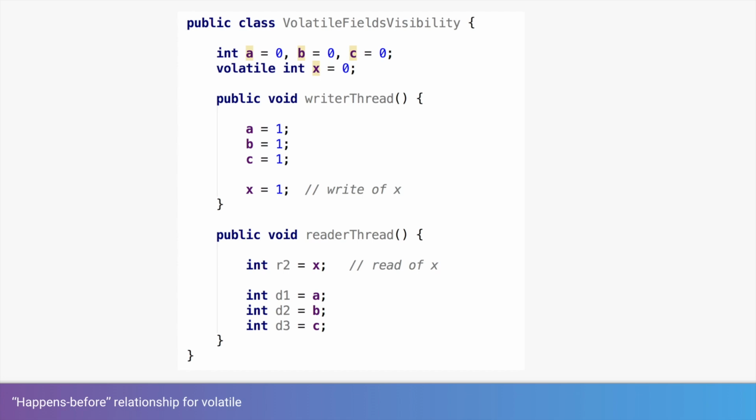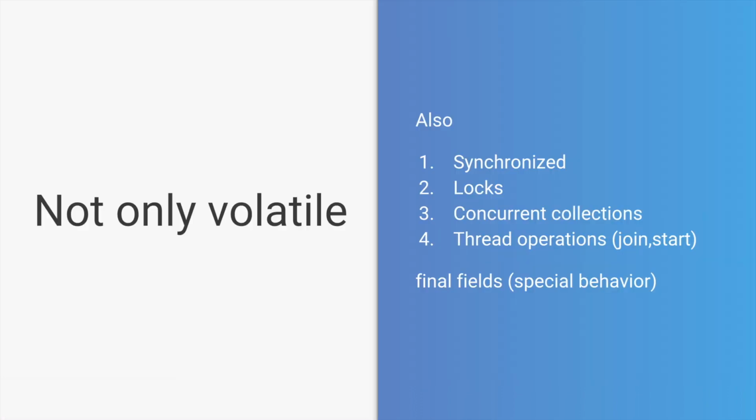In fact, this is not just applicable to volatile. This concept of happens-before relationship and field visibility is also applicable to things like the synchronized keyword, synchronized methods, synchronized blocks, locks, lock operations, some operations of the concurrent collections, and some thread operations like join and start. The Java memory model also has some special behavior about final fields, but let's not talk about that.